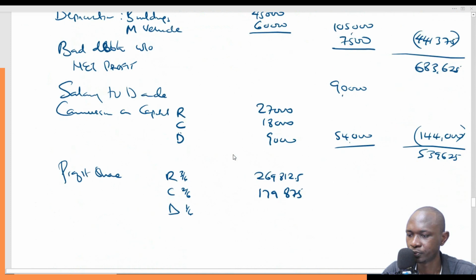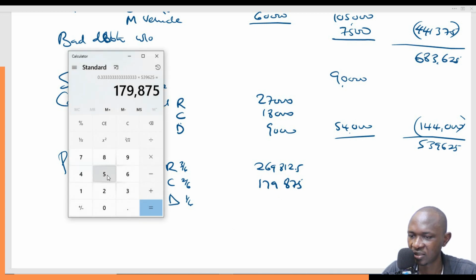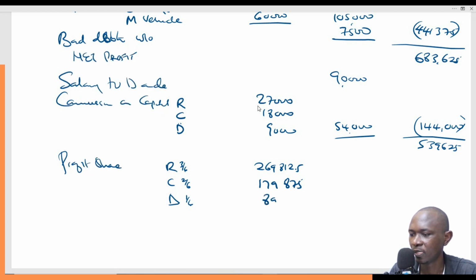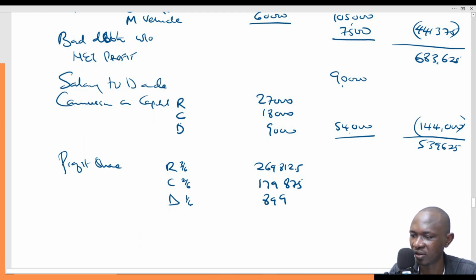Lastly, we have 539,625 divided by 6. What do we have here? 89,937.5.